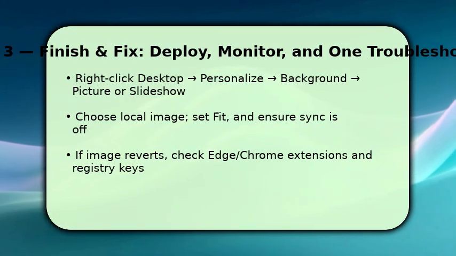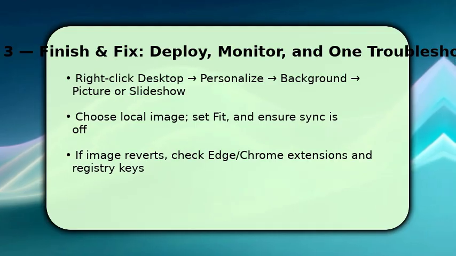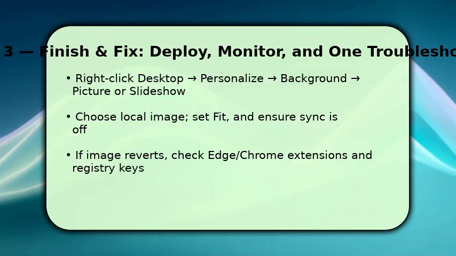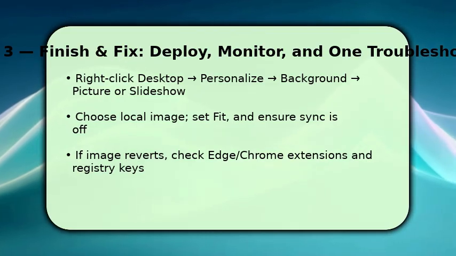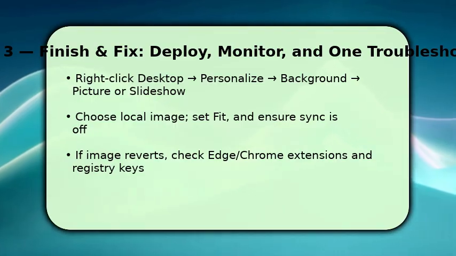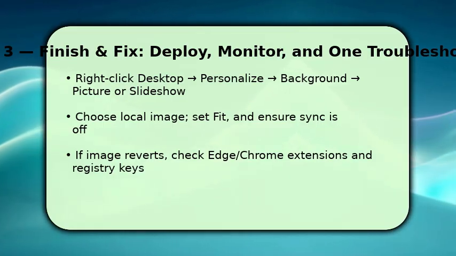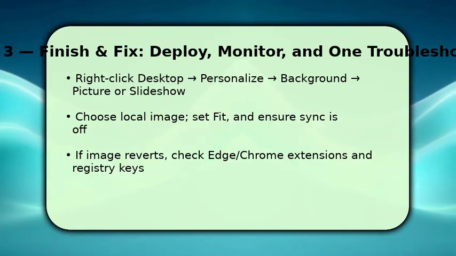Finally, you set a local wallpaper to replace Bing images permanently. Right-click the desktop, choose Personalize, Background, pick Picture or Slideshow, and select a file from your PC. Set fit as needed. Make sure sync remains off so cloud settings don't overwrite. If the image keeps reverting, check browser extensions and disable any Bing/wallpaper add-ons. Also inspect Task Scheduler and the registry for Bing wallpaper entries to delete. One tip: reboot after uninstall to confirm changes take effect.